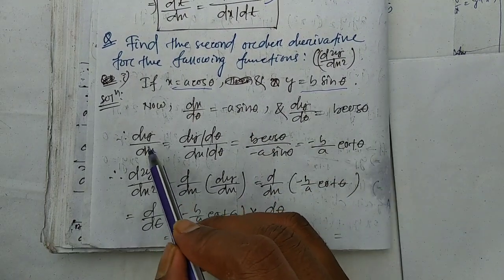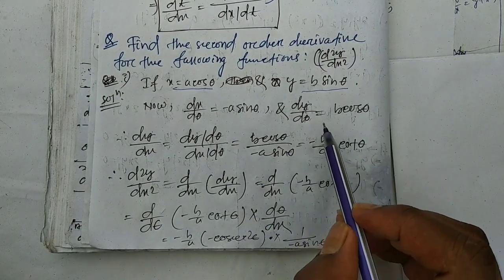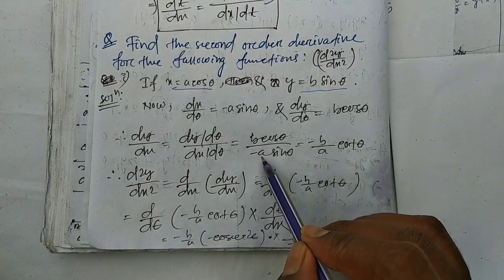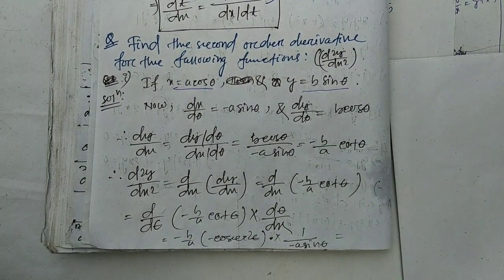In order to obtain dy by dx, just divide dy by d theta upon dx by d theta. So we get b cos theta by minus a sin theta, so minus b by a cot theta. This is the first derivative.